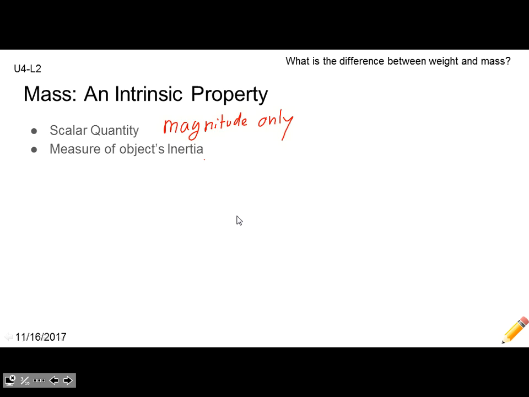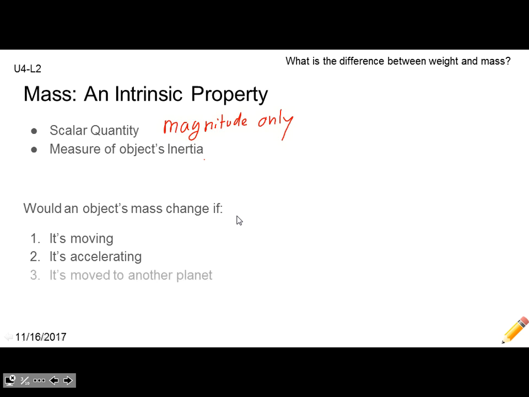Now let's think about which, if any of these situations, would change an object's mass. So would an object's mass change if it's moving? Crystal, what do you think? All right, it would not. What about if it was accelerating, Caitlin? Yeah, would that change its mass? No. And what about if we moved it to another planet? Trinity, would that change the mass?